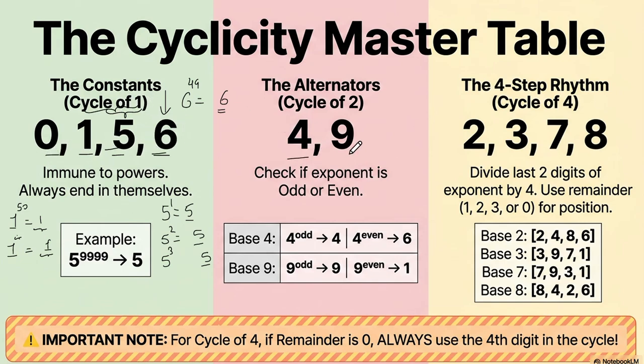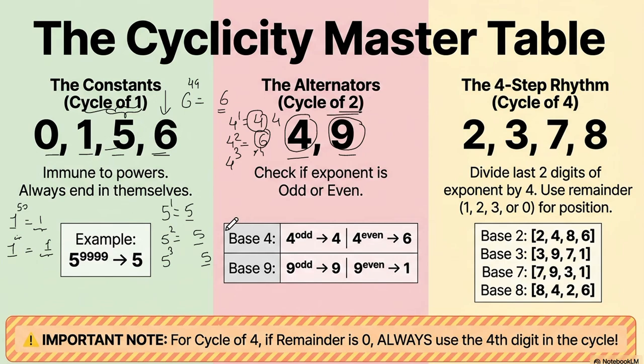Then the numbers 4 and 9. So 4 raised to 1 is 4. 4 raised to 2 is 16, so the last digit is 6. Now if you multiply for 4 raised to 3, multiplying this 6 with 4, you'll get the last digit 4 again. So these digits repeat: 4, 6, 4, 6, 4, 6. So the cyclicity of digit 4 as well as the cyclicity of 9 is nothing but 2.